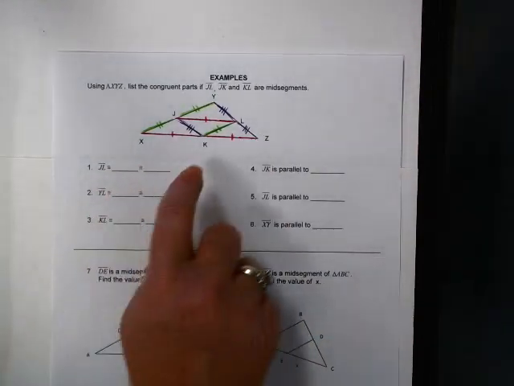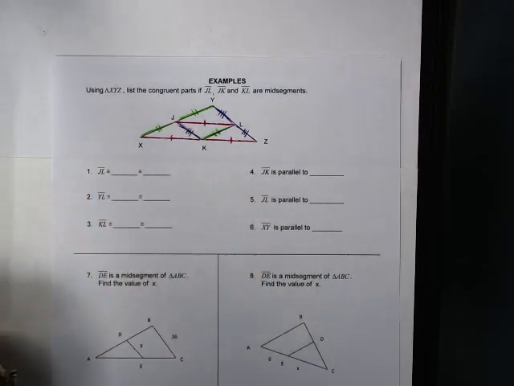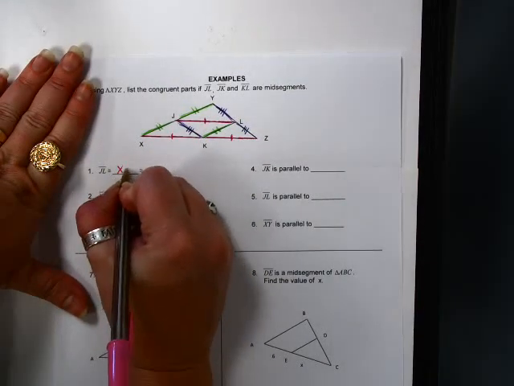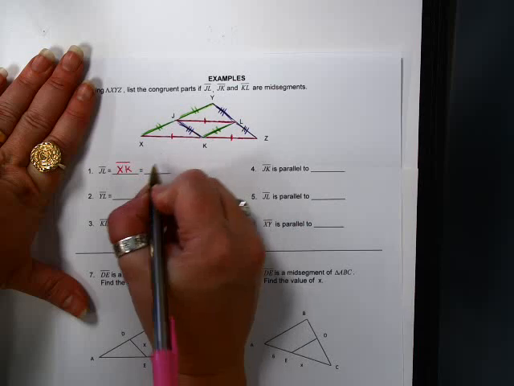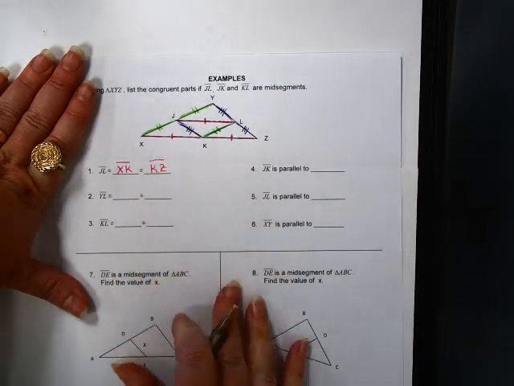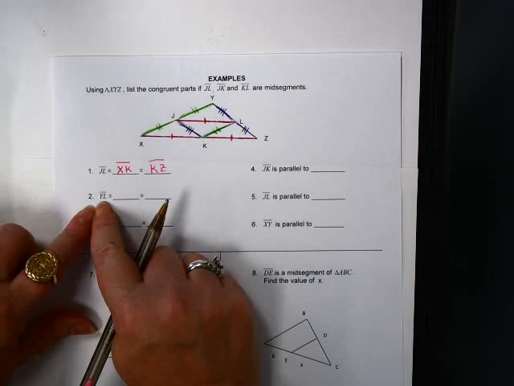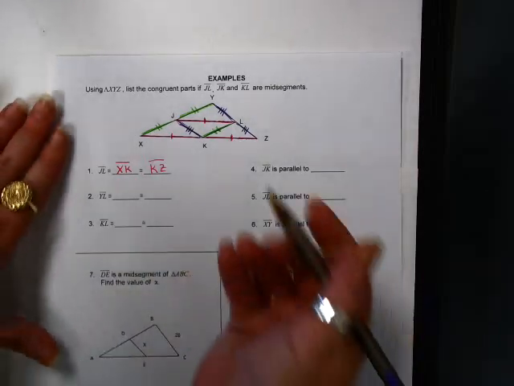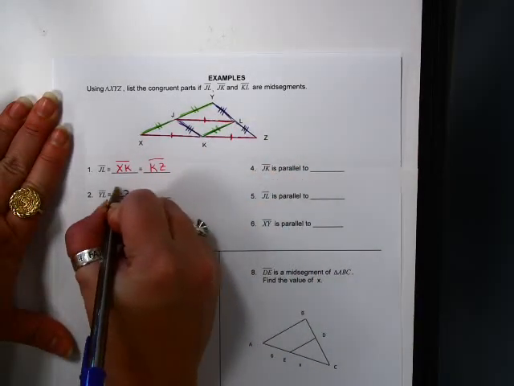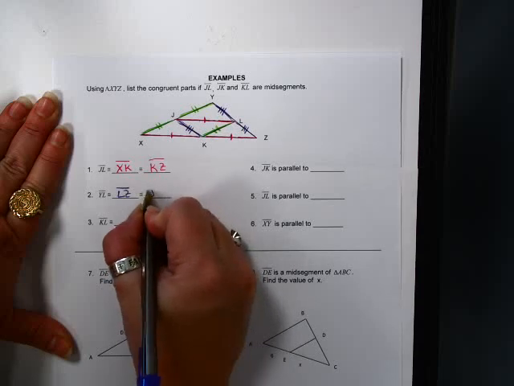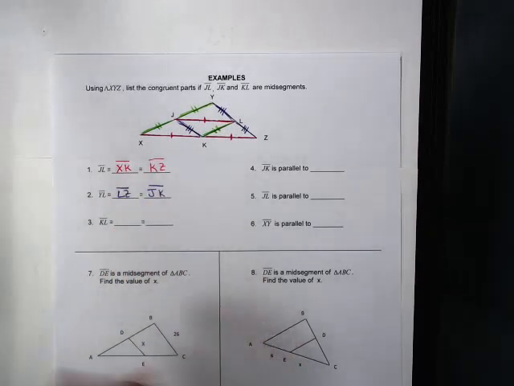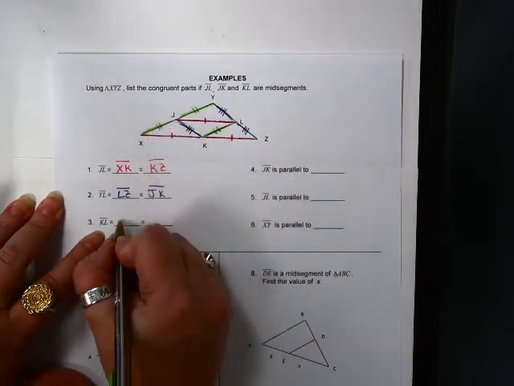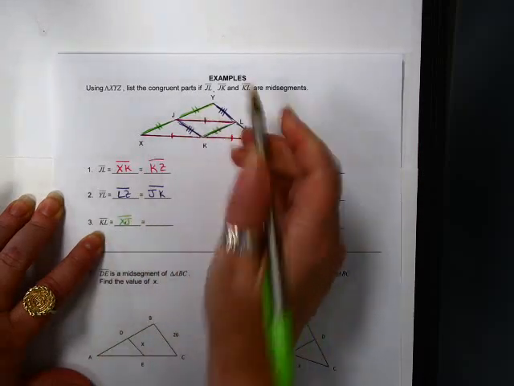First of all, JL. JL, that's the one in pink. So JL, what is it congruent to? Well, it's congruent to XK, and it's congruent to KZ. YL, which is in purple, YL is congruent to LZ, and it is also congruent to JK. And the last one, KL, here, is going to be congruent to XJ and JY.